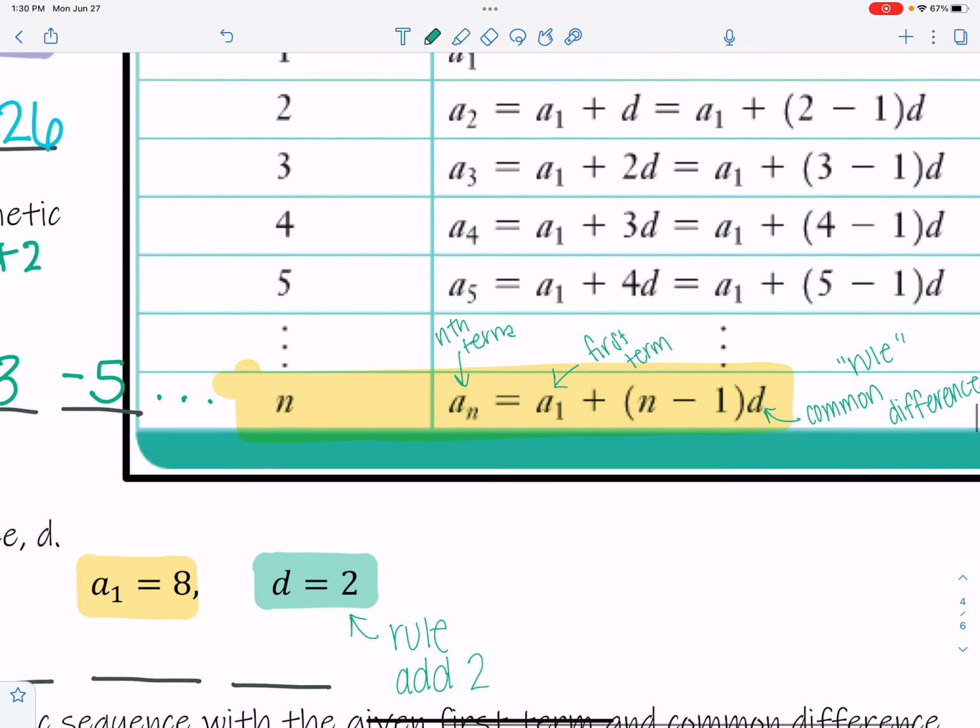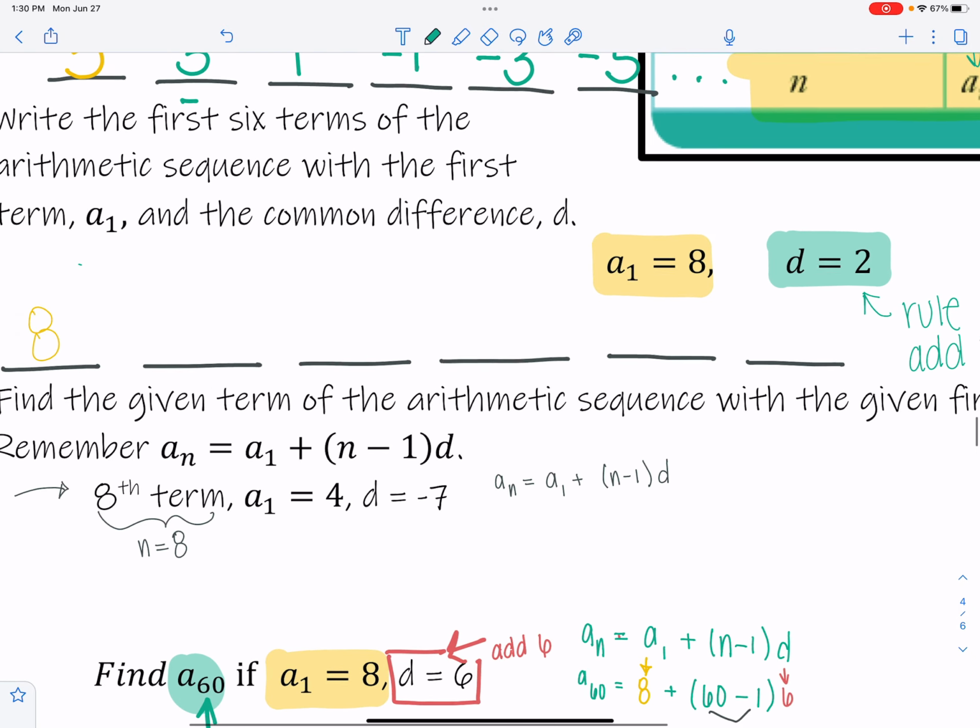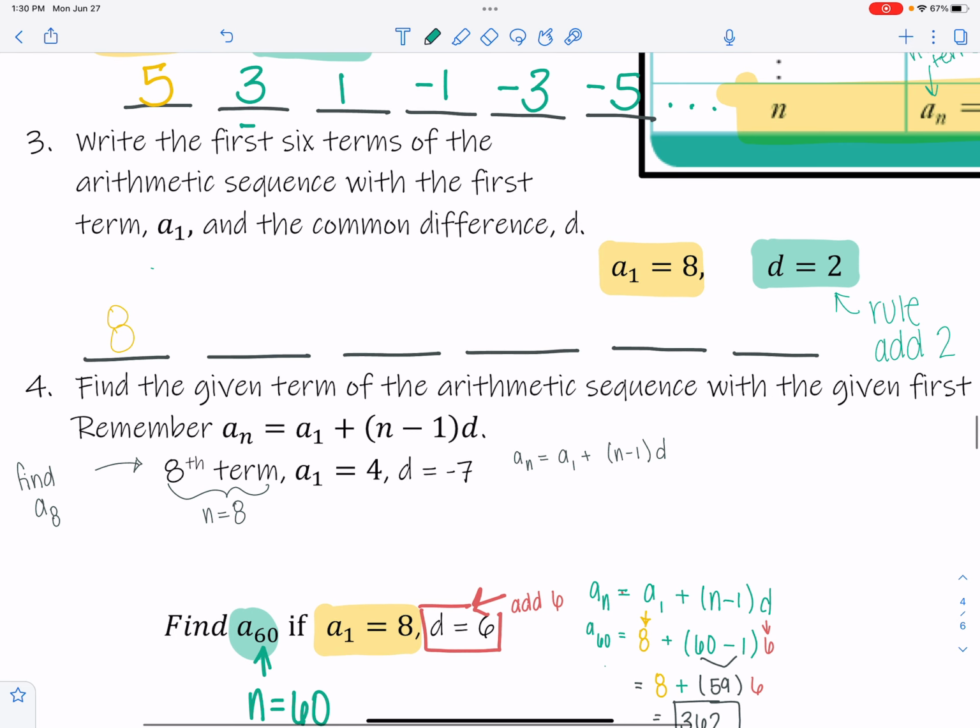So let's look at our first example. The first example is from your notes, says write the first 6 terms of the arithmetic sequence from the first term a_1 and the common difference d. Well, they told us that a_1 was 8, which just means that the first term is going to be 8. And then they told us that the rule or the common difference is 2. And what I wrote off to the side here is that just means add 2 to find the next terms.